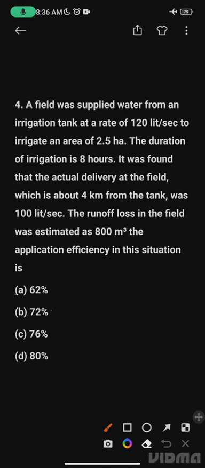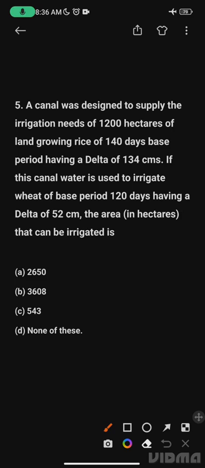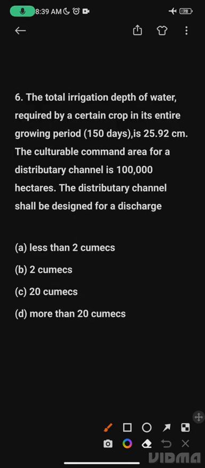B 72%. 5. A canal was designed to supply the irrigation needs of 1200 hectares of land growing rice of 140 days base period having a delta of 134 centimeters. If this canal water is used to irrigate wheat of base period 120 days having a delta of 52 centimeters, the area in hectares that can be irrigated is A 2650, B 3608, C 543, D none of the above. Answer: 2650.